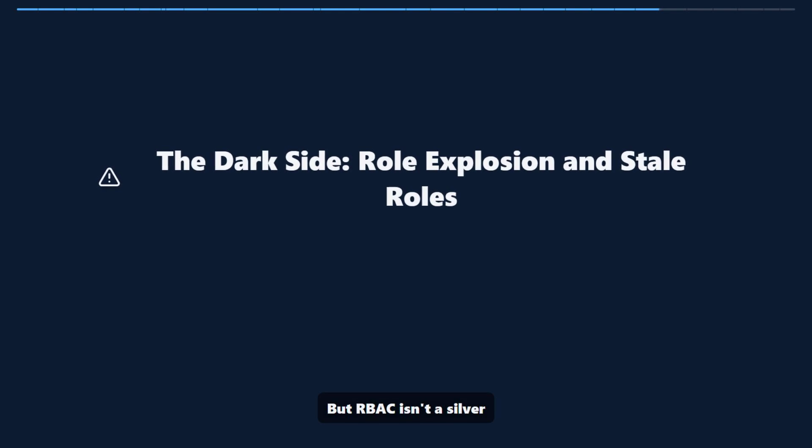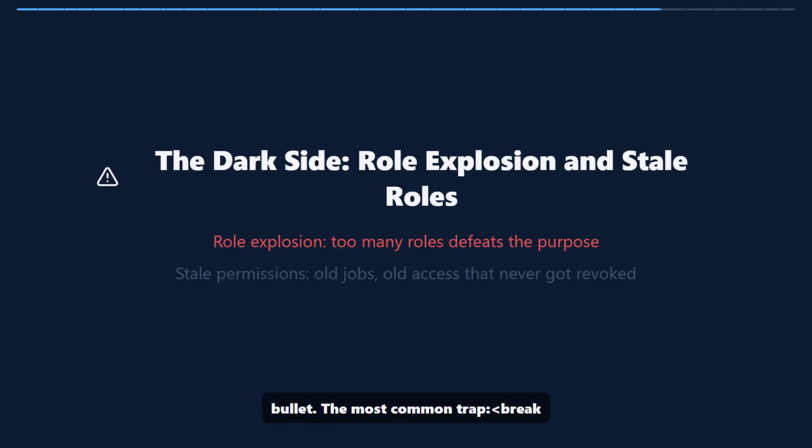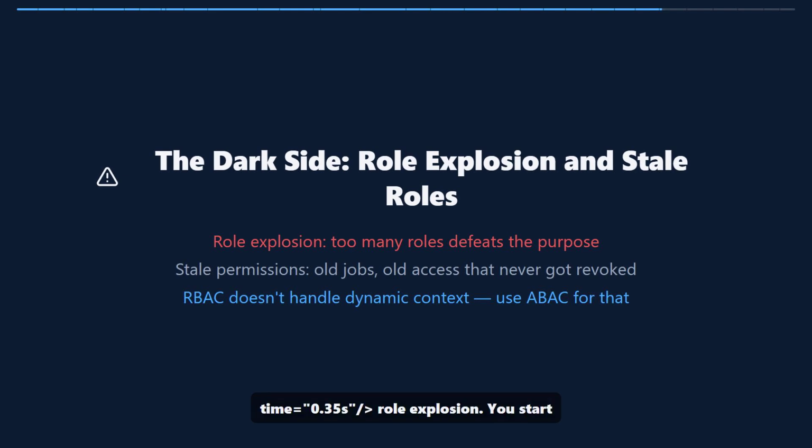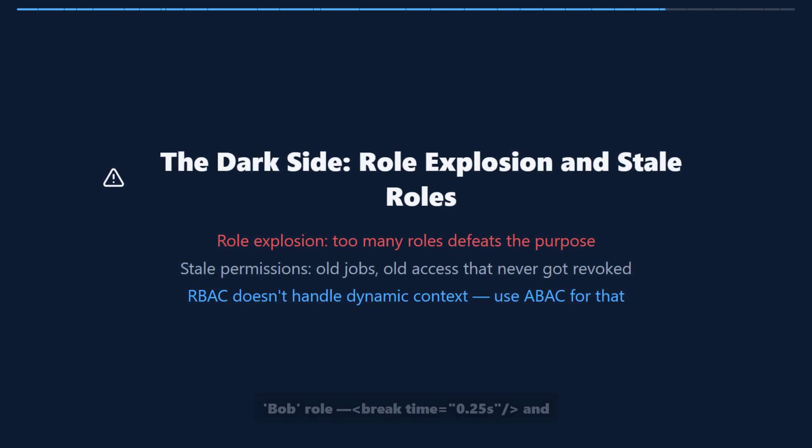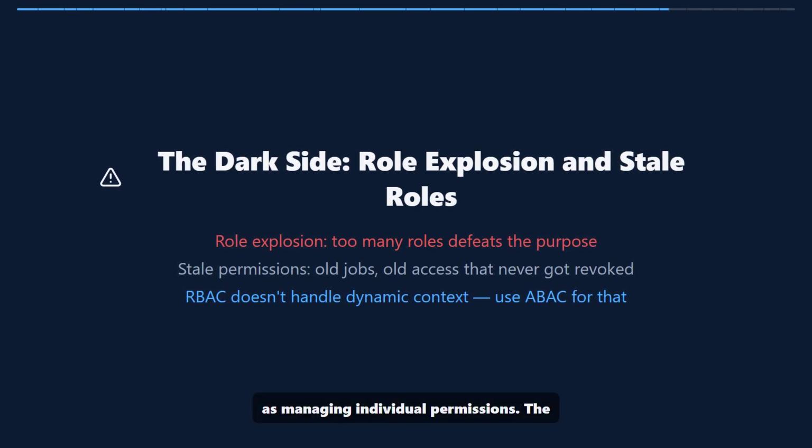But RBAC isn't a silver bullet. The most common trap: role explosion. You start with 5 clean roles, but then Bob needs a weird mix, so you create a Bob role, and suddenly you have 200 roles, which is just as messy as managing individual permissions.